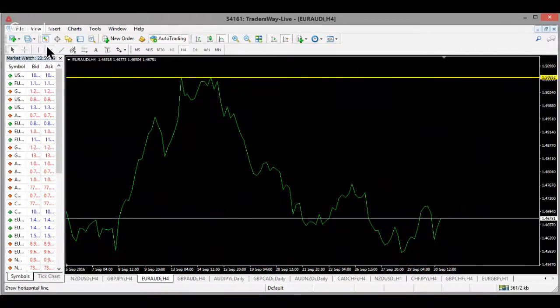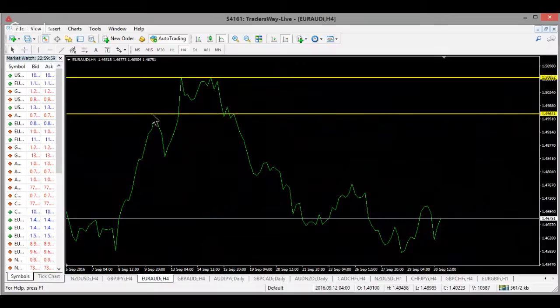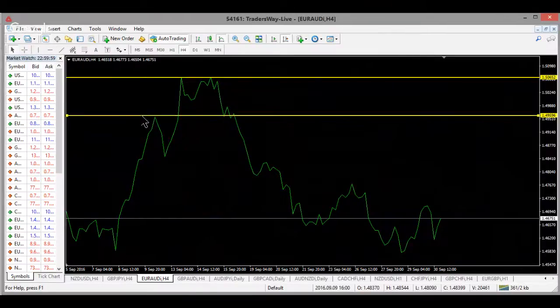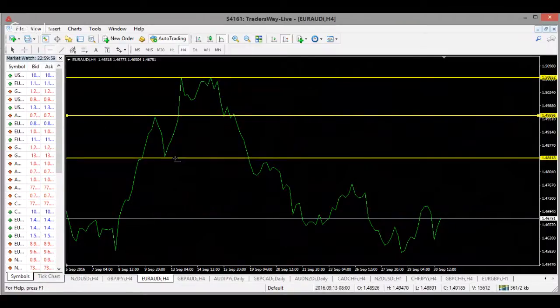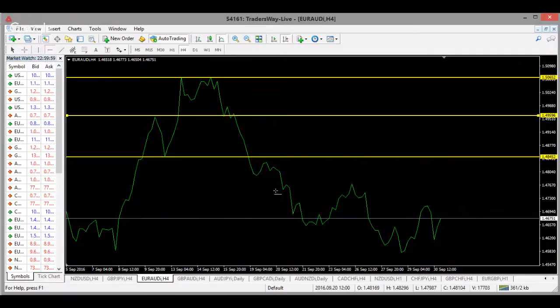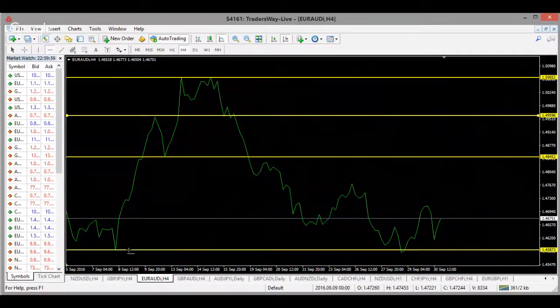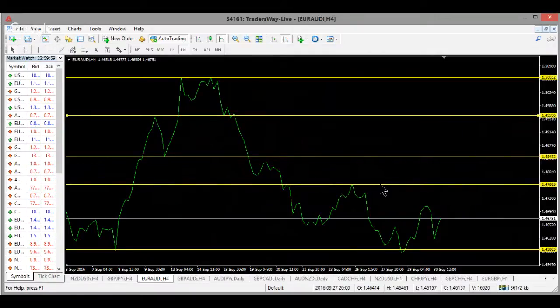So I have a resistance line here. Next major resistance line I have around here. Boom. I have one right here. This would be a support. I have definitely one down here. Support. Got a resistance line right here.